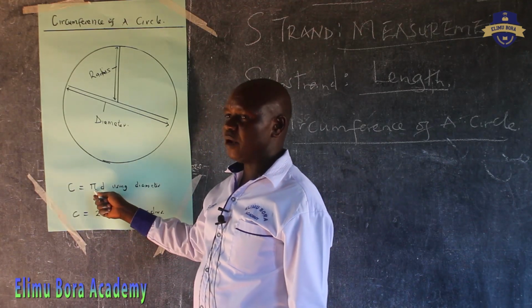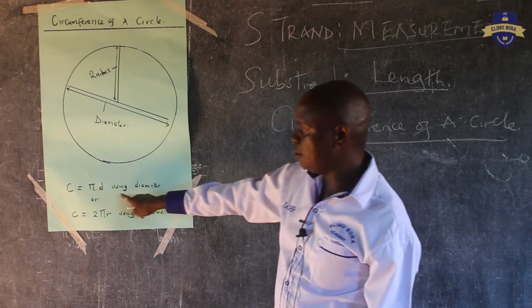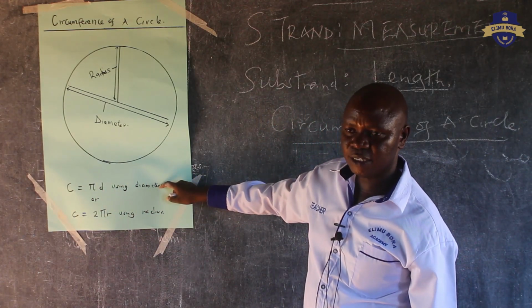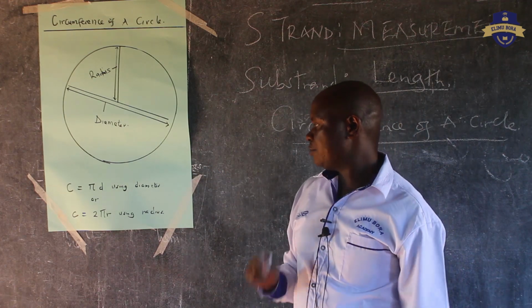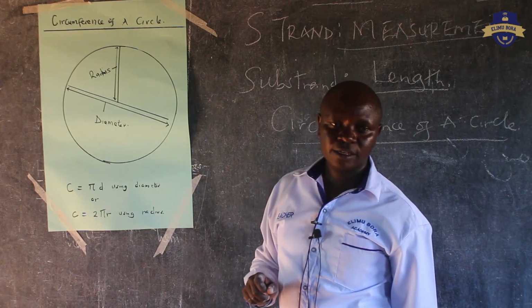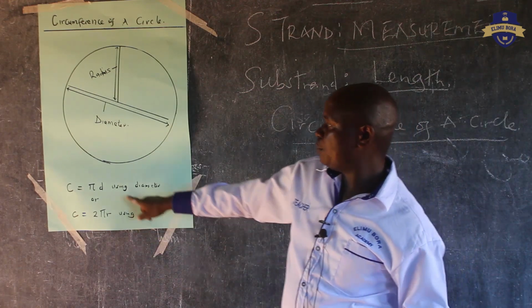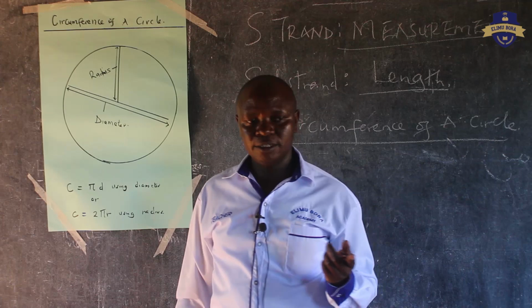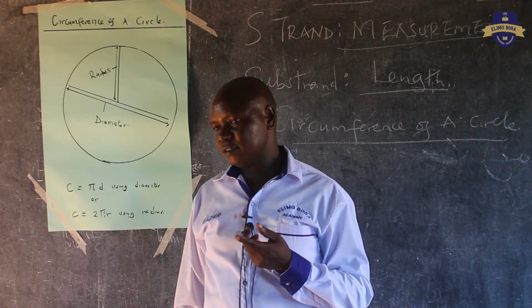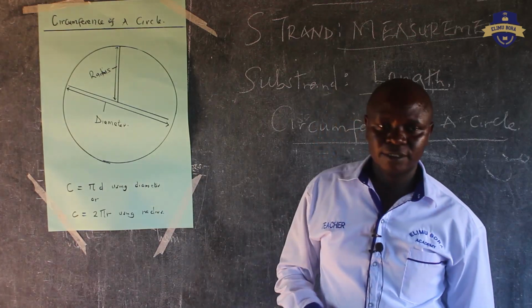So for us to get that distance, we use two formulas. One is pi d. Mark Q, you are going to use pi d if you are having the diameter. If you are not having the diameter, if you are having the radius, you use 2 pi r. Are you together? So we use how many formulas? Two formulas. You are going to use pi d if you have the diameter, and 2 pi r if you have the radius.